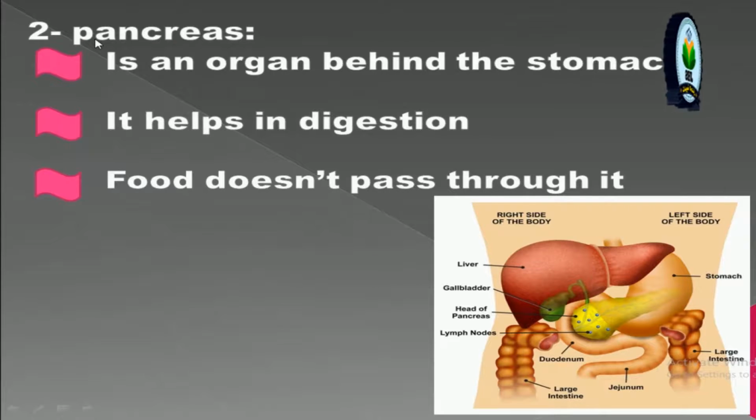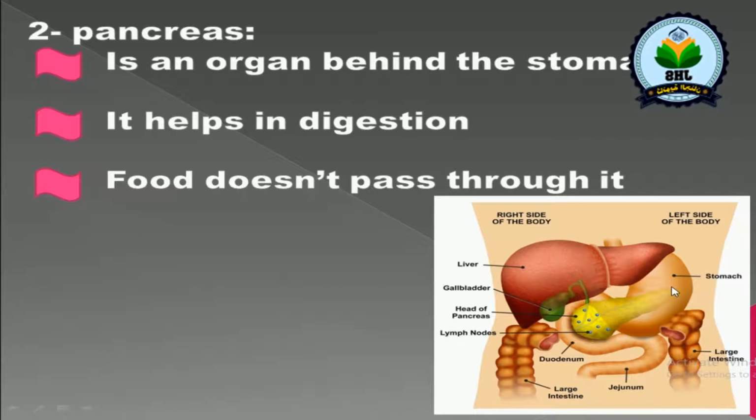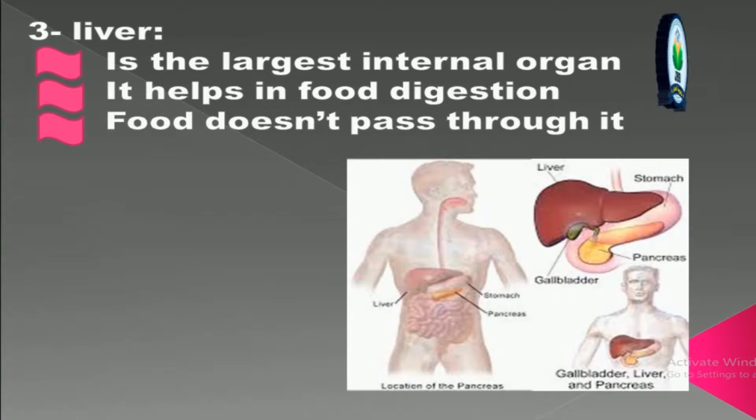The second digestive gland is the pancreas. Look at the pancreas. It is an organ behind the stomach. It helps in digestion and food doesn't pass through it. And finally, we have the liver. It is the largest internal organ. It helps in food digestion and food doesn't pass through it.